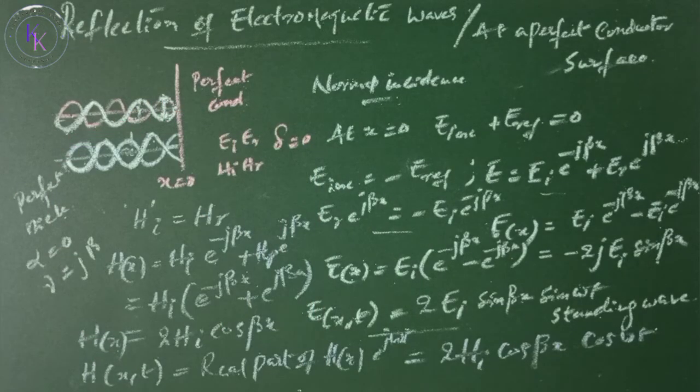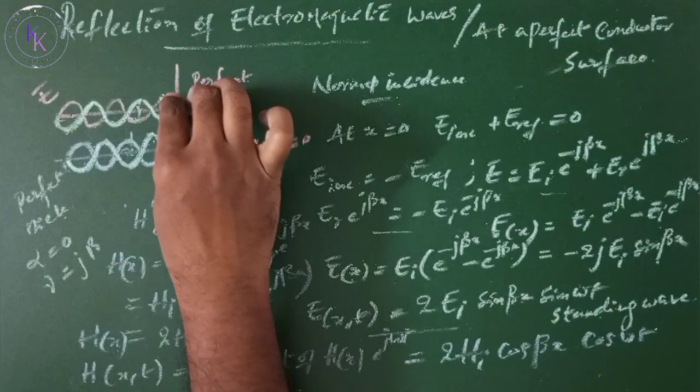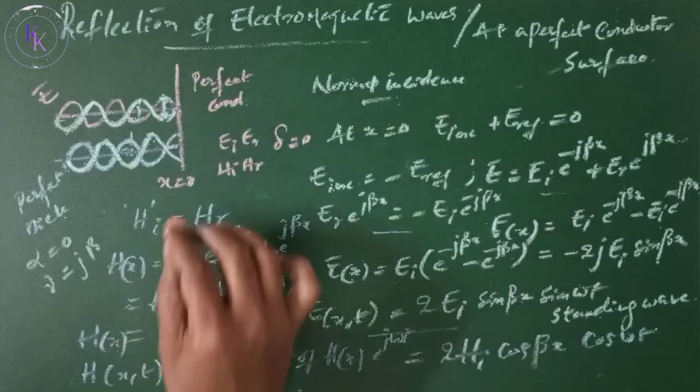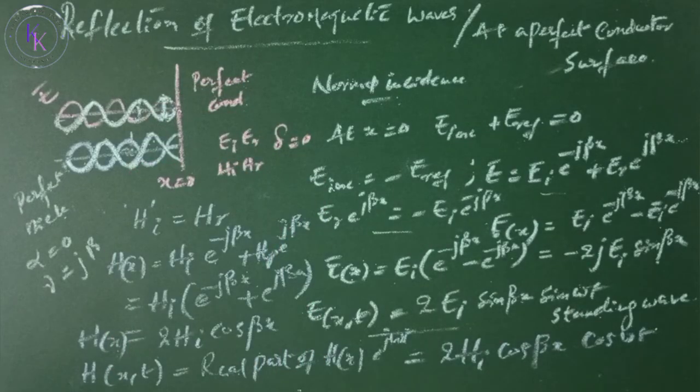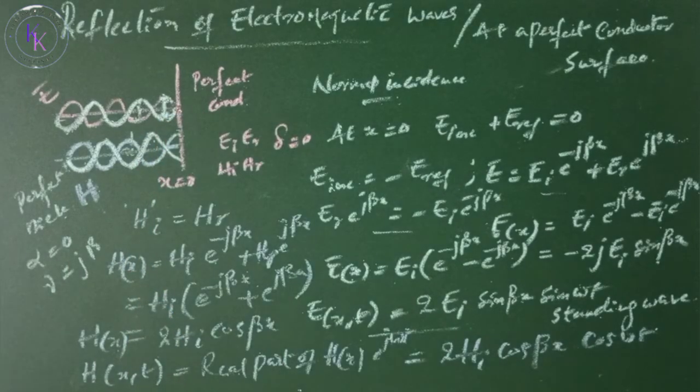When you draw the waveform, you can observe there is a phase difference of 90 degrees between the total electric field and the total magnetic field. The electric field E at x equals 0 starts at the zero point, whereas the magnetic field H starts at the peak value when x equals 0. The phase shift is 90 degrees.